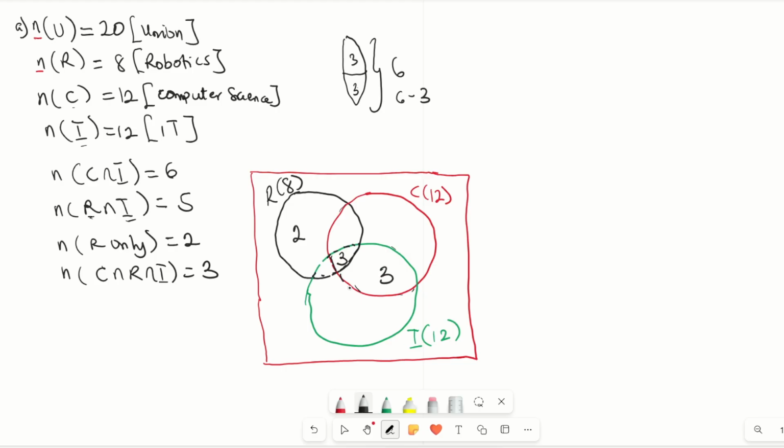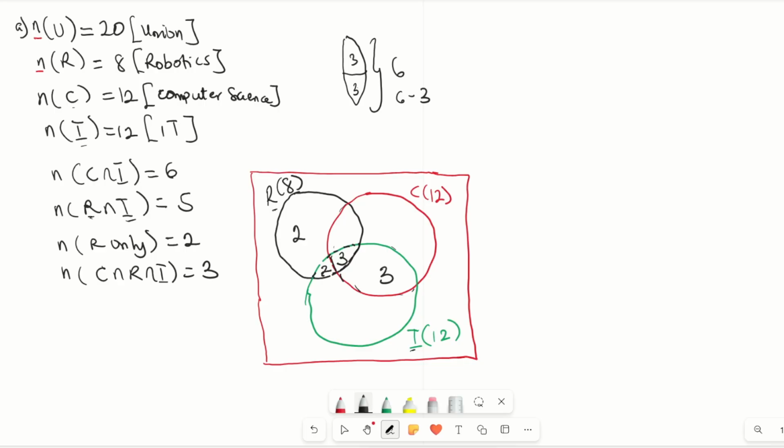So this whole section is a 6, right? Then we take the 3 from it. Now the robotics, which is here, and IT, which is here. That is this section. That is 5. So we take the 3 from it, it's left with what? 2, right? And then we also have robotics only, which is 2, right?